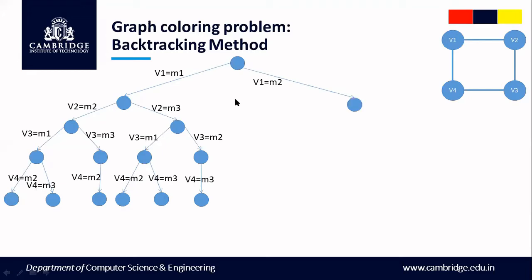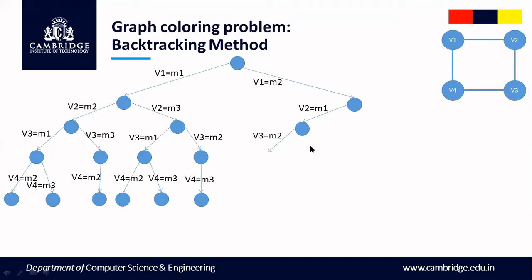Now M2, then similarly, V2 can be assigned with two different colors apart from M2: M1 or M3. So if we assign M1, then V3 can be assigned, because V3 doesn't have a constraint with V4 as we have not assigned till V4. So it has only a constraint with V2. So V2 has M1, therefore V3 can be assigned with the other two colors left over, M3 or M2.